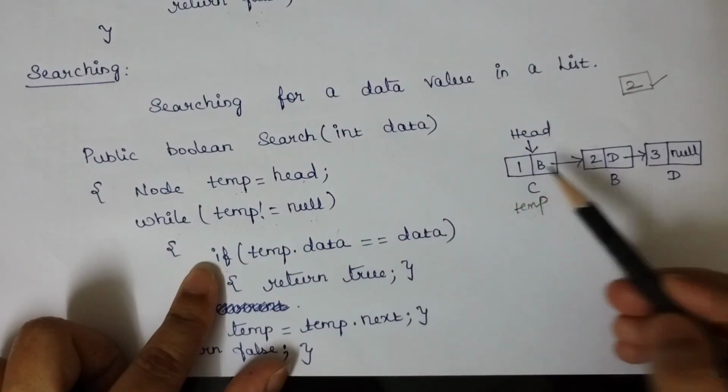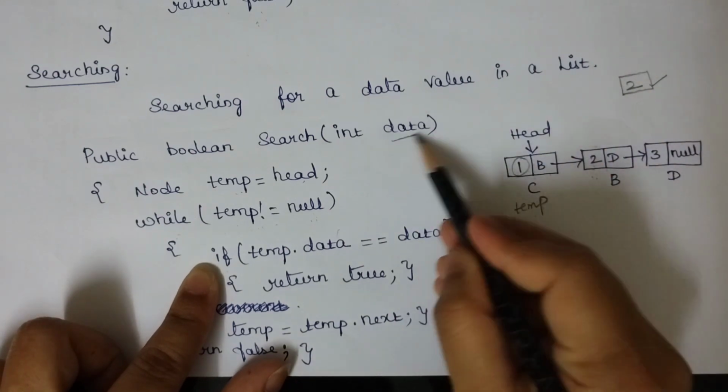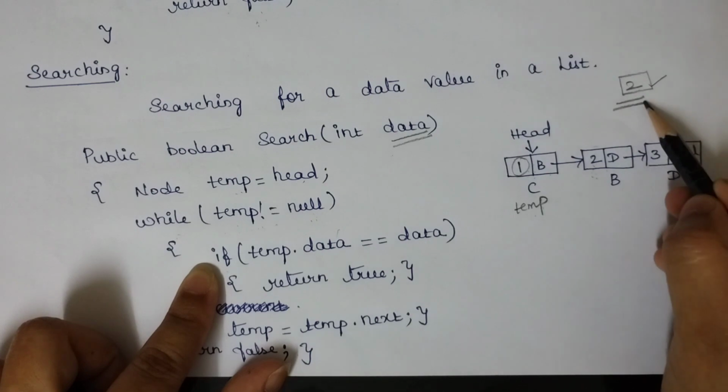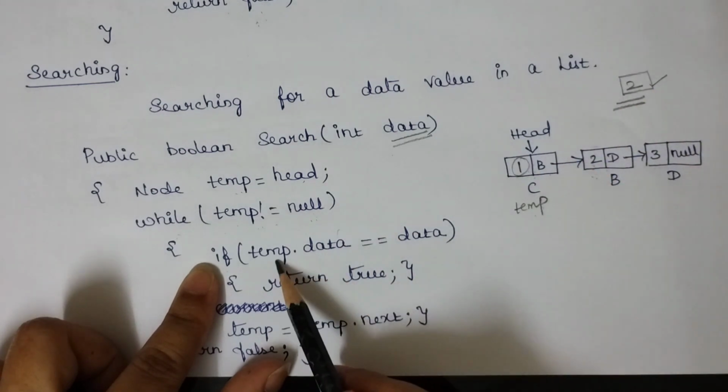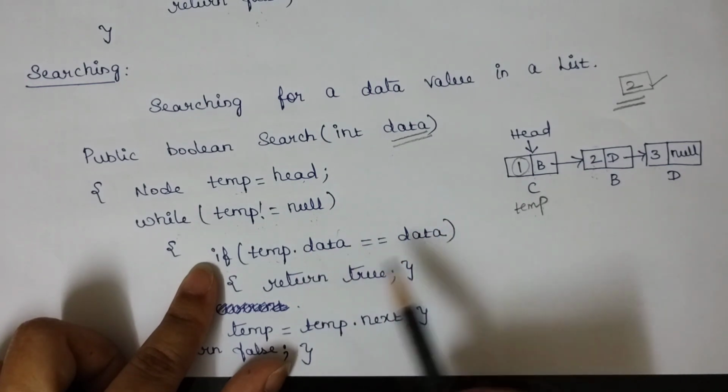And inside the block, you are checking a condition. What condition you are checking? I need to check whether temp.data is equal to the data which I passed here, the value which I'm searching for. So you're comparing that in this if condition. Your temp.data is equal to data. Yes, if it is true, if it is matching, then you're returning true.